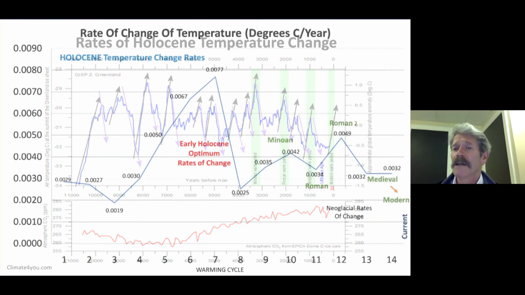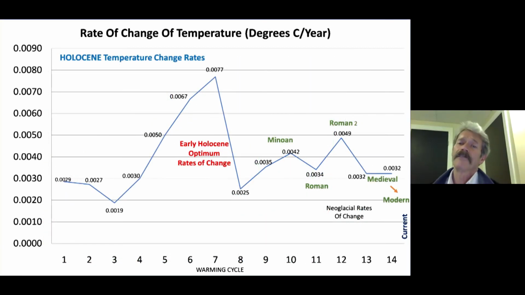By taking the slopes of the warming from the previous ice core graphic and converting them into numbers, we get the rate of change of the Holocene's warming temperatures in degrees C per year, as shown in this plot. The current warming period is on the extreme right-hand side of the graphs. Older warm periods are on the left. The older optimum Holocene showed much faster rates of warming than the Neoglacial times now. The last 11,000 years has seen times of much stronger rates of warming than we are currently experiencing.